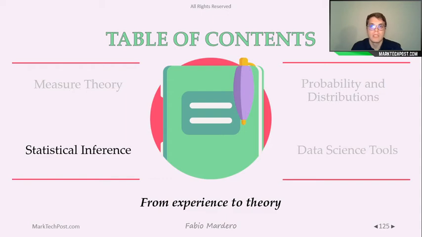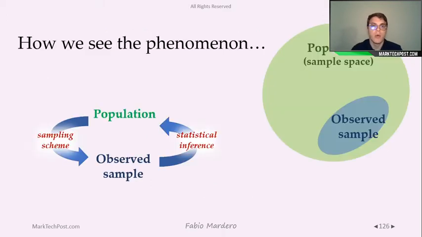Since now we have studied random variables through their true abstract distributions. Now, in this section, talking about statistical inference, we will see how we can relate what we observe in the real world to what we have covered so far. So that's how we see the phenomenon.